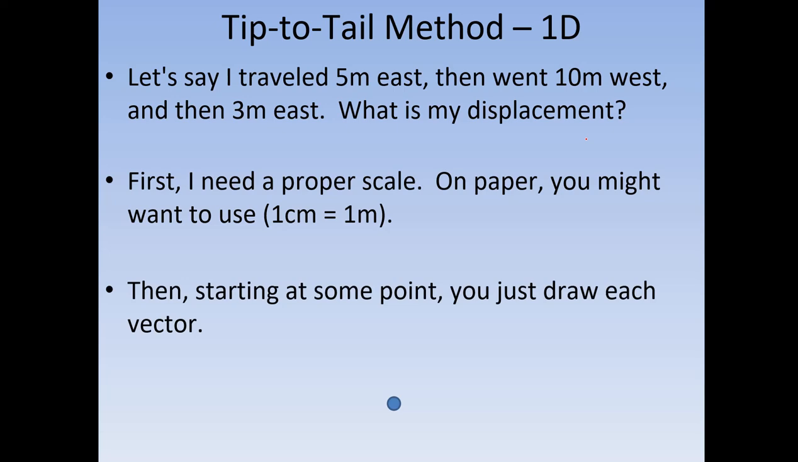Then, starting at some point, either a point that's given to you or a point wherever you want, you start drawing the vectors to scale. So the first vector of 5 meters east, I would draw a 5 centimeter line going to the right, 10 centimeter line going to the left, and then 3 centimeter line going to the right again.